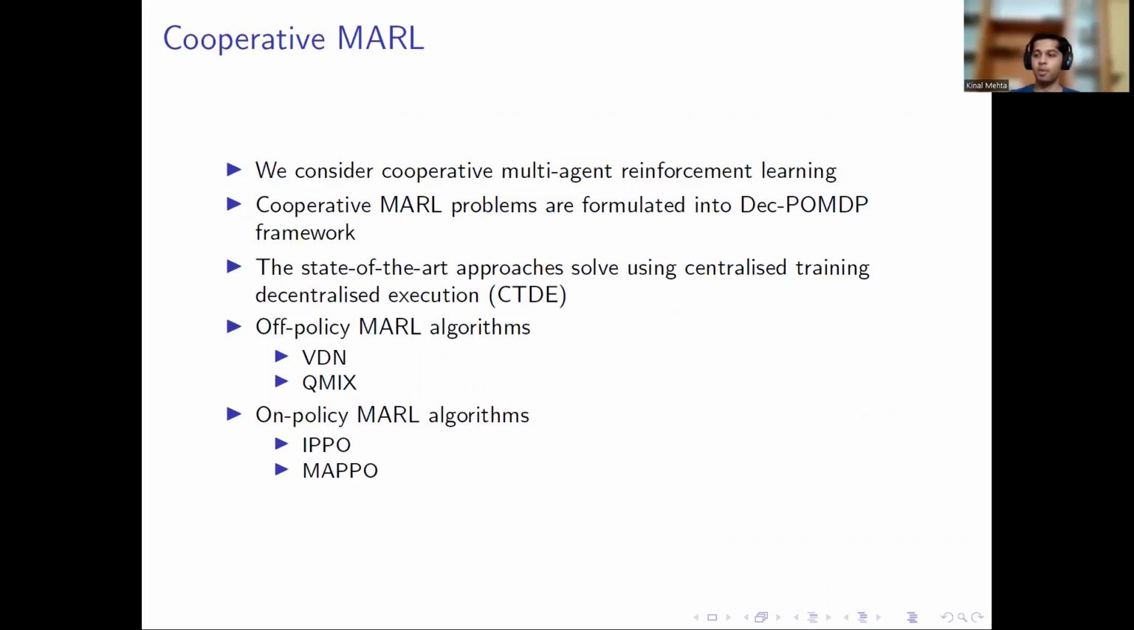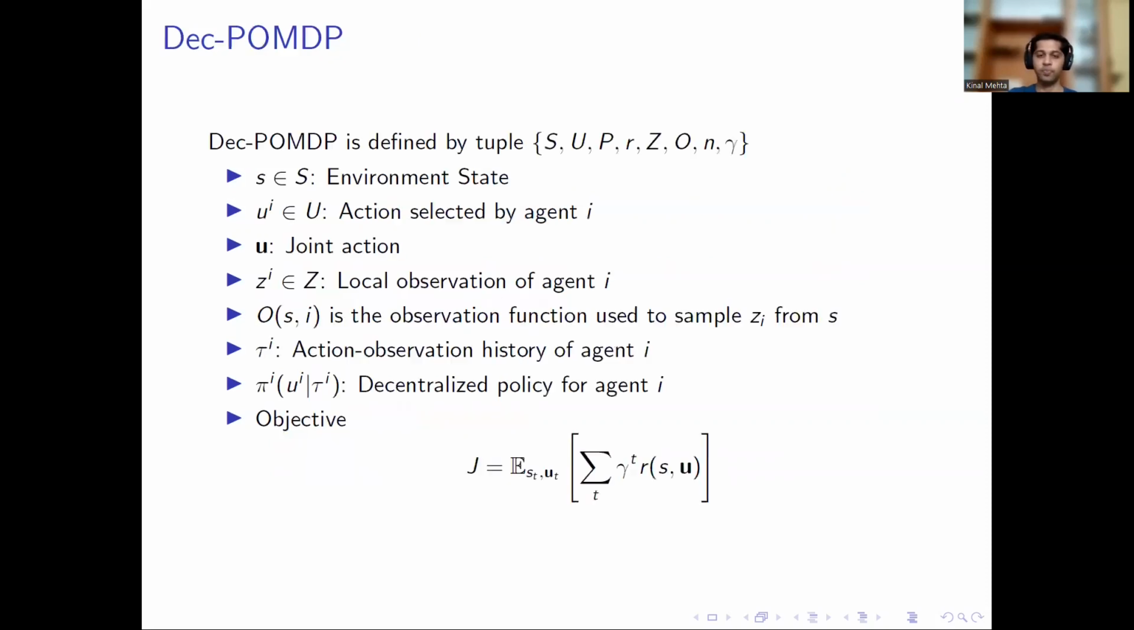Cooperative MARL problems are formulated as decentralized POMDP or DEC-POMDP. State-of-the-art solutions use the centralized training, decentralized execution paradigm for solving these cooperative multi-agent environments. VDN, QMix, and MAPPO are typical examples of CTDE-based approaches.